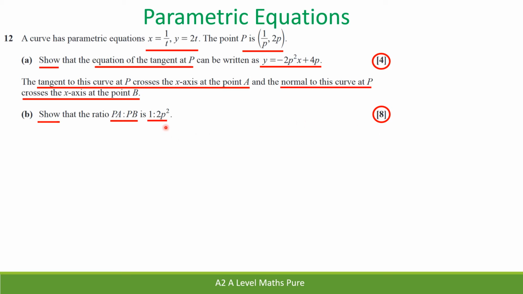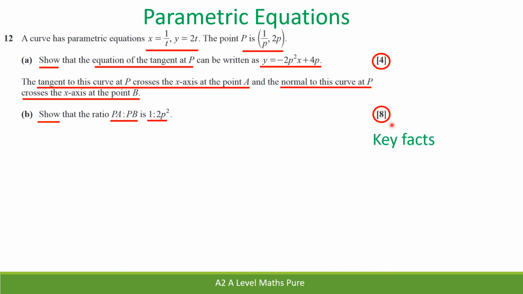Now when the students actually did this at the time, not many students managed to get down to 1 to 2p squared. It was very, very difficult to come up with this answer for the 8 marks. So if you do manage to get to 1 to 2p squared, you've done really, really well.